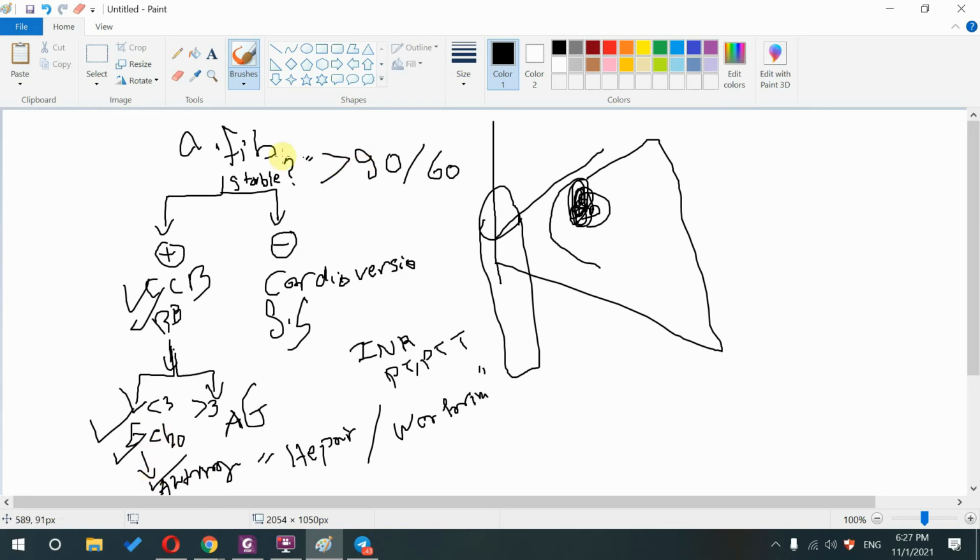Be careful. If he's stable, don't do this. Go for cardioversion. Which form of cardioversion? Synchronized. You do synchronized cardioversion. In case of mitral stenosis, only warfarin.